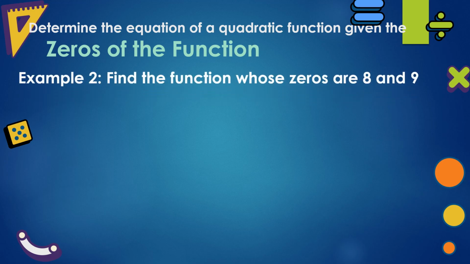Example number 2. Find the function whose zeros are 8 and 9. X is equal to 8. Subtract 8 from both sides. So x minus 8 is equal to 8 minus 8, and that is 0. So the factor is x minus 8. On the other hand, x is equal to 9. Subtract 9 from both sides, and you will get x minus 9 is equal to 0.